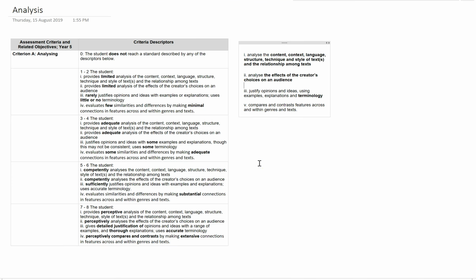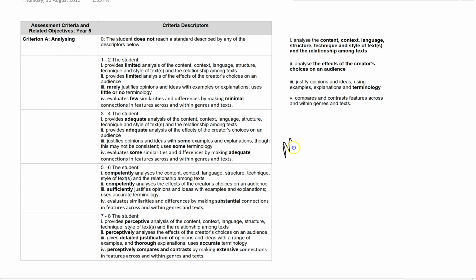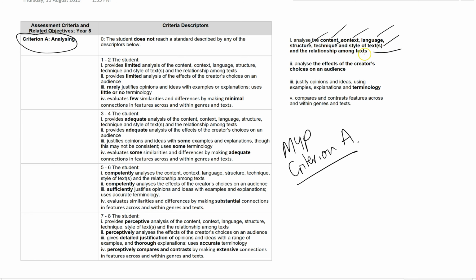Firstly, in our MYP criteria, we look at criterion A. That is all dedicated to analysing. We have to analyse the content, context, language, structure, technique, and the style of the text, the relationships between the text, how the creators' choices affect the audience. We have to analyze the features across texts and across genres.